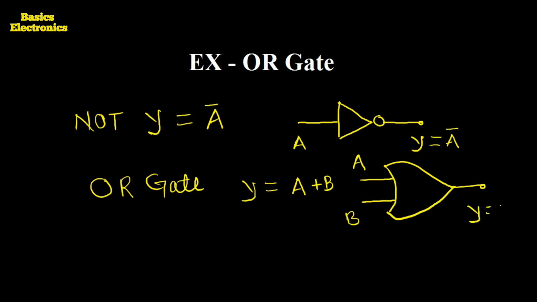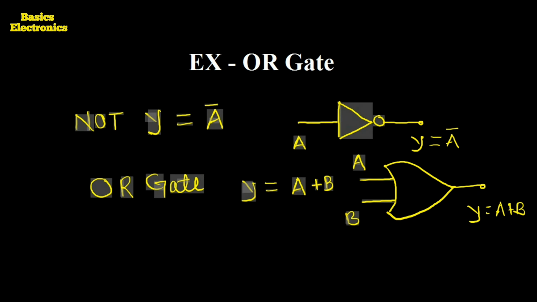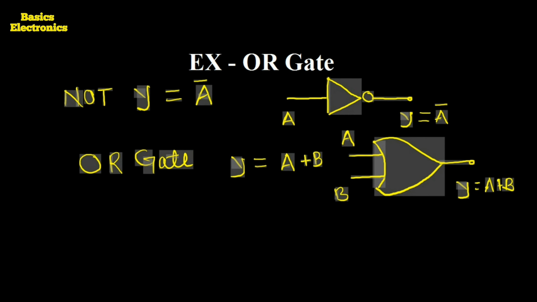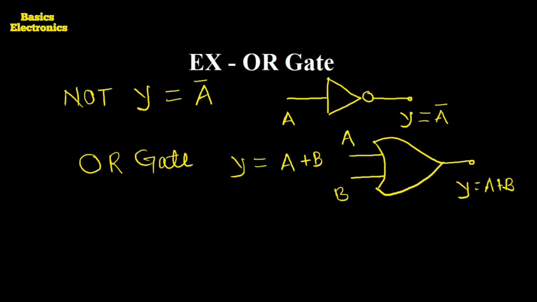Y equals A plus B. Okay, this is the OR gate. Now we have to see the third gate, and that third gate is the AND gate. The AND gate is important for us, and the AND gate has the logical equation Y equals A dot B.